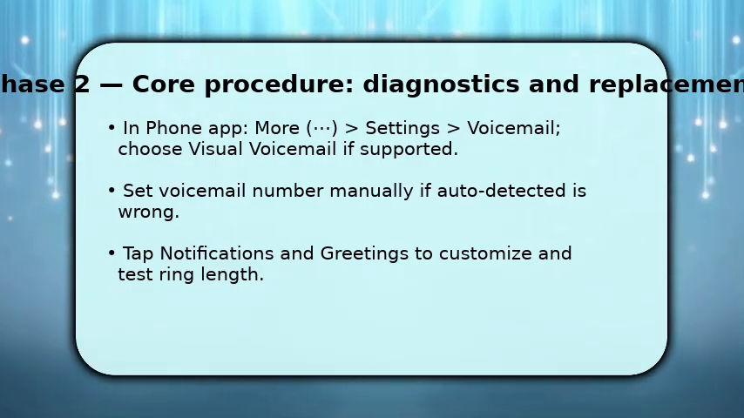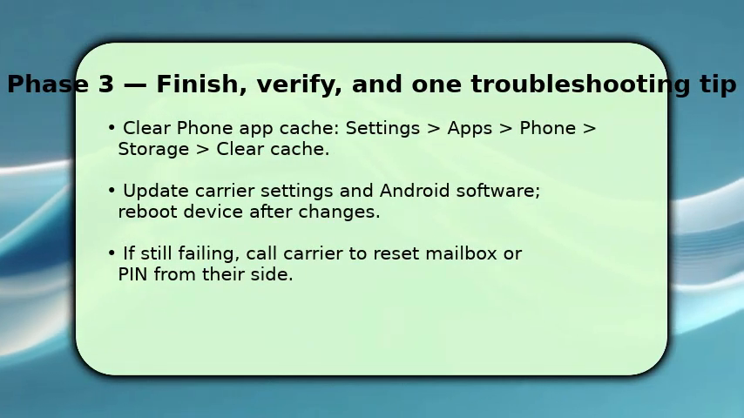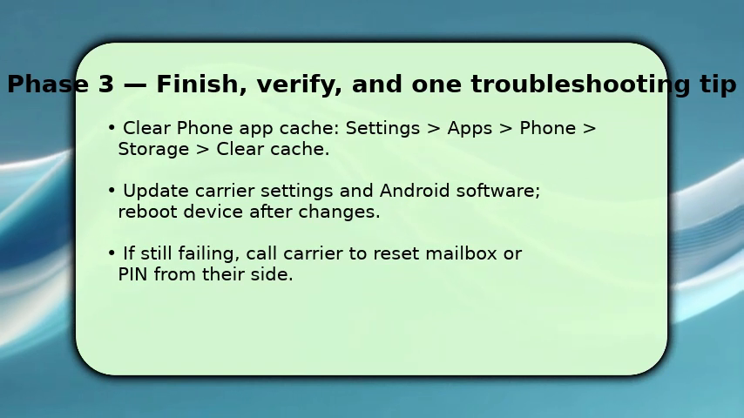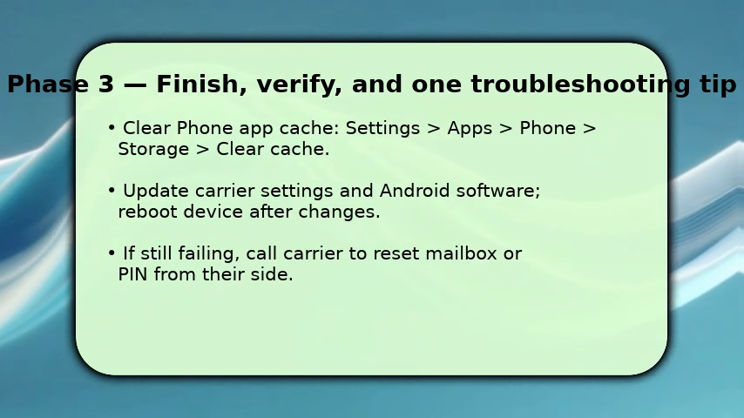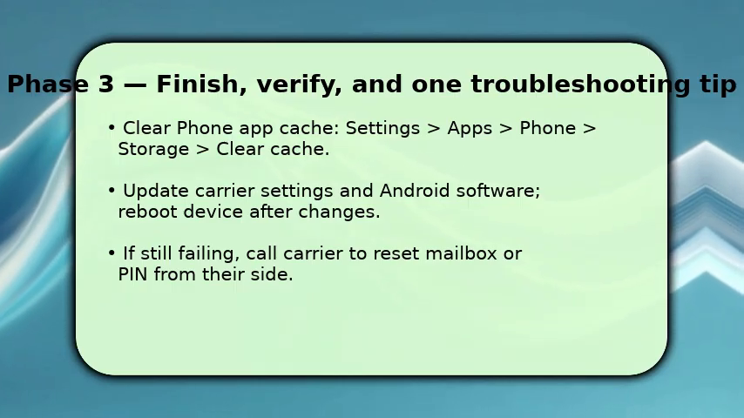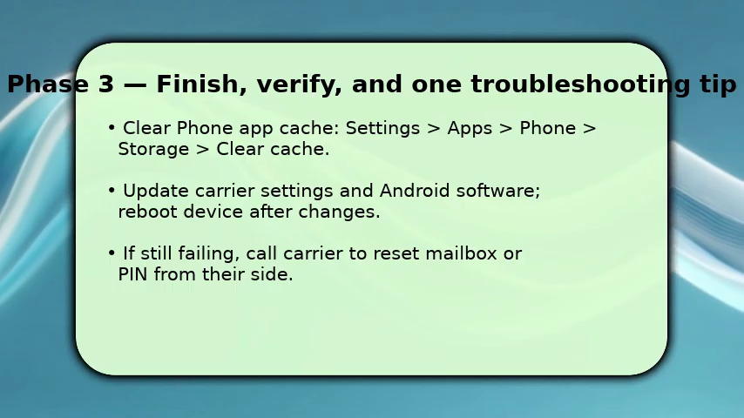Finish by clearing the phone app cache and data to remove corrupted settings. This forces a fresh connection. Next, check for carrier settings or system updates and reboot the phone to apply changes, because many voicemail errors resolve after a restart.